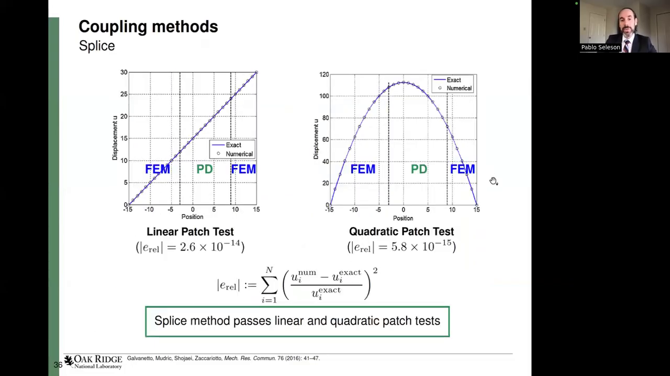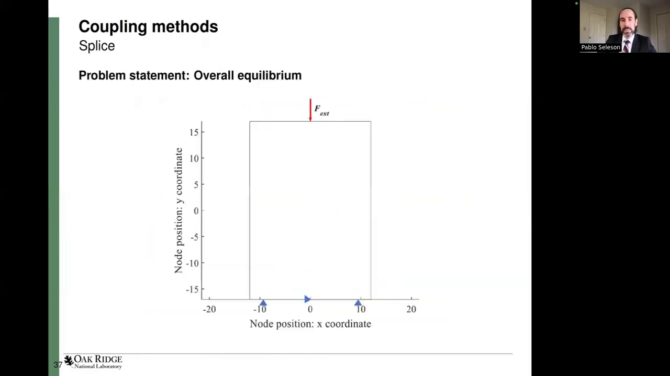Now, you can show that this type of coupling, the splice, is consistent for a linear patch test. We pass the linear patch test and a quadratic patch test, where we look into some relative error measured in this way. So the splice method really passes a linear and quadratic patch test. However, we are going to look into a problem that has to do with overall equilibrium.